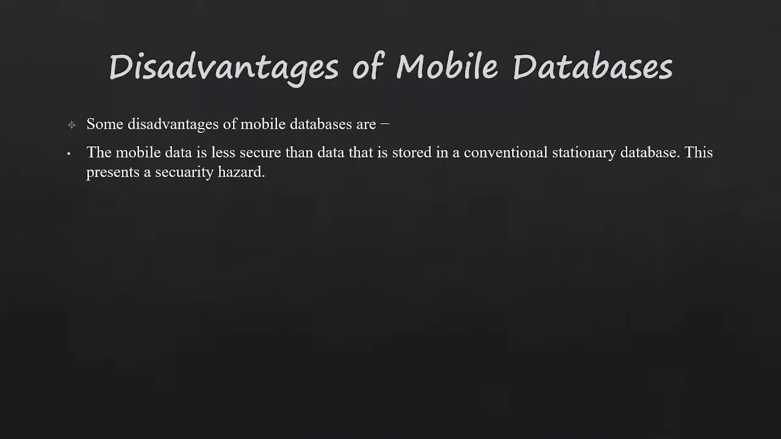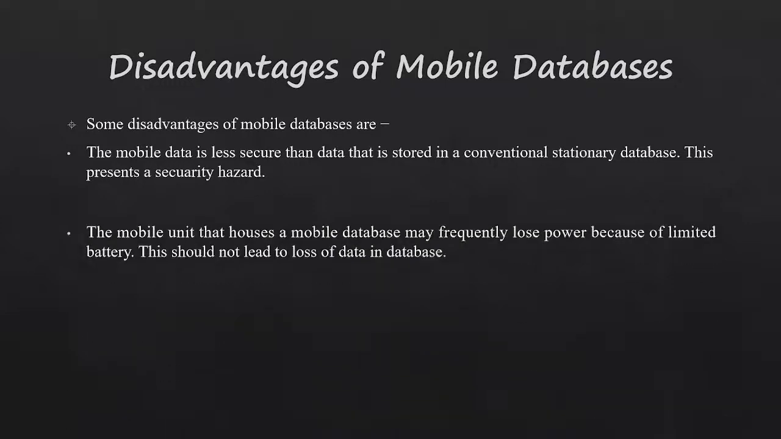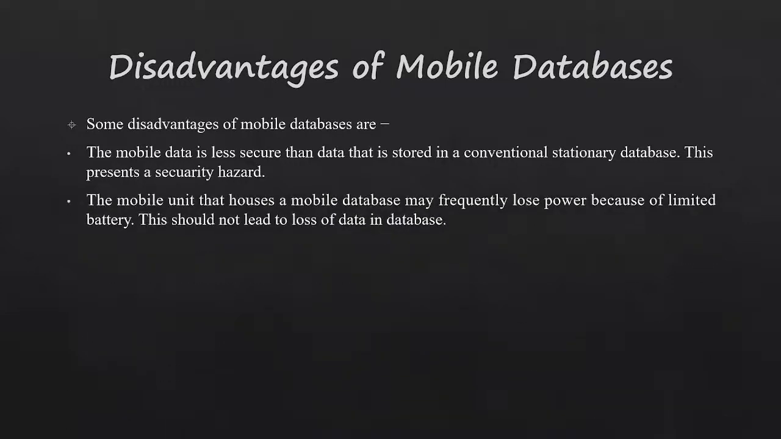Now, when we talk about the disadvantages of mobile databases, the mobile data is less secure than data that is stored in a conventional stationary database, and this presents statutory hazards. It becomes difficult because it is less secure, as it is very volatile in nature. The mobile unit that houses a mobile database may frequently lose power because of limited battery, and this should not lead to loss of the data in the database.